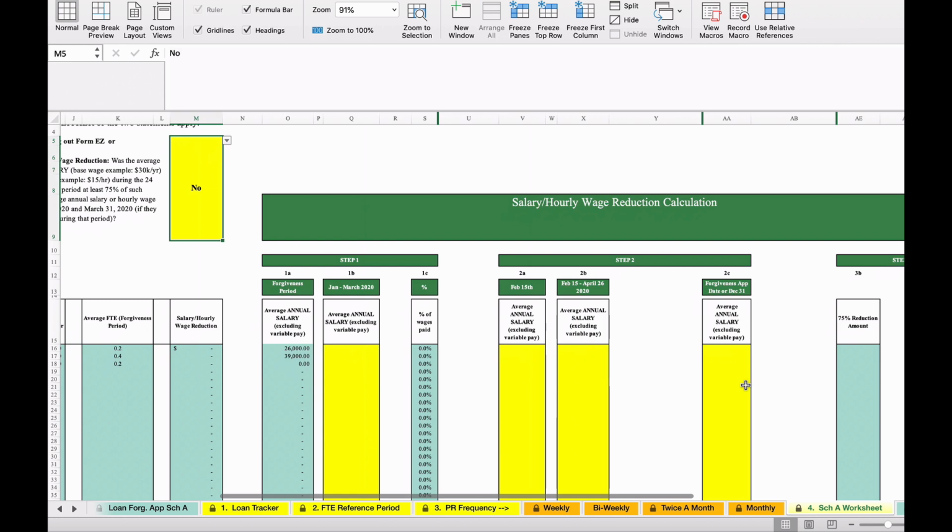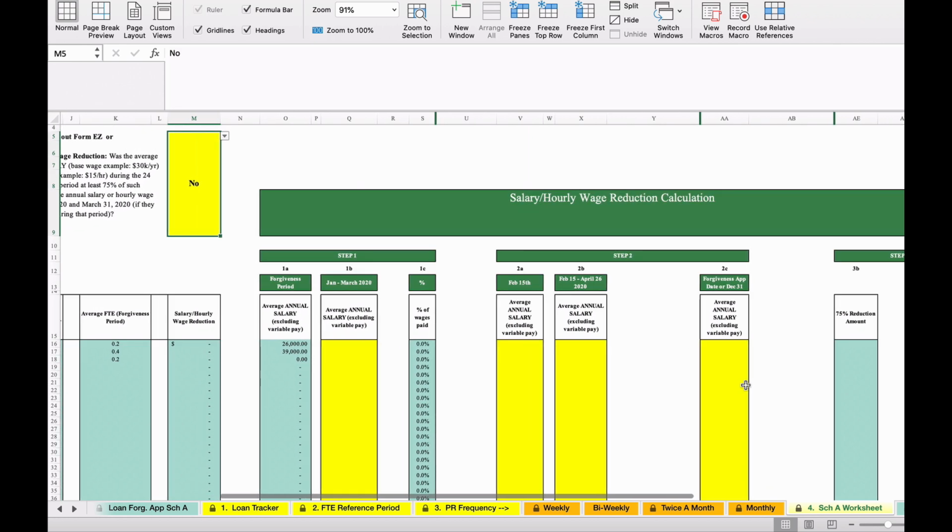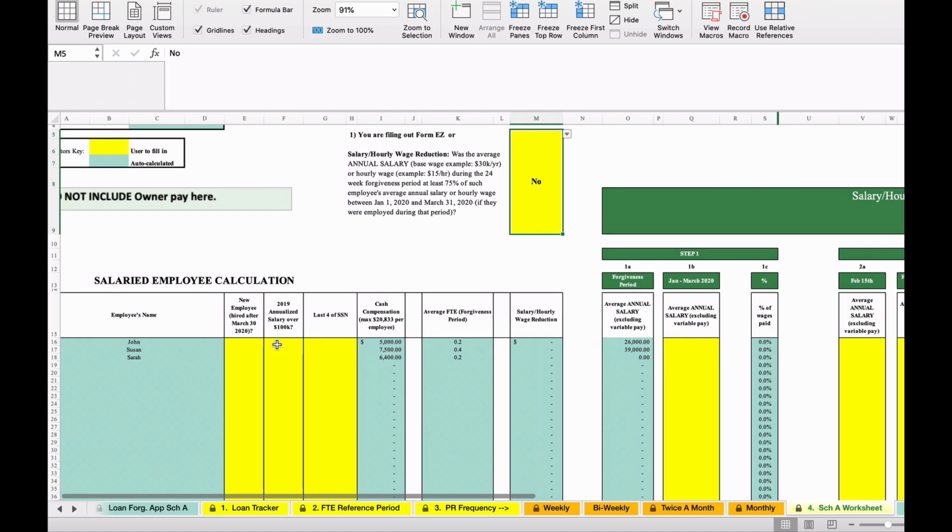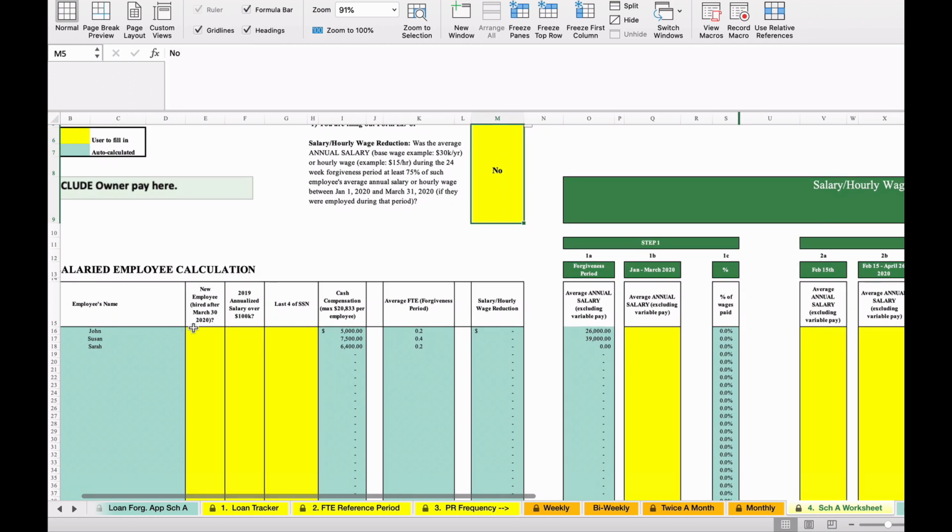And this is the calculation because you have reduced a particular employee's salary by more than 25% of their previous salary, likely. So we're going to start this, and we're going to come over here and say, okay, first we're looking at John. And you can fill in this information. John is not a new employee. We had him during the FTE period, okay?